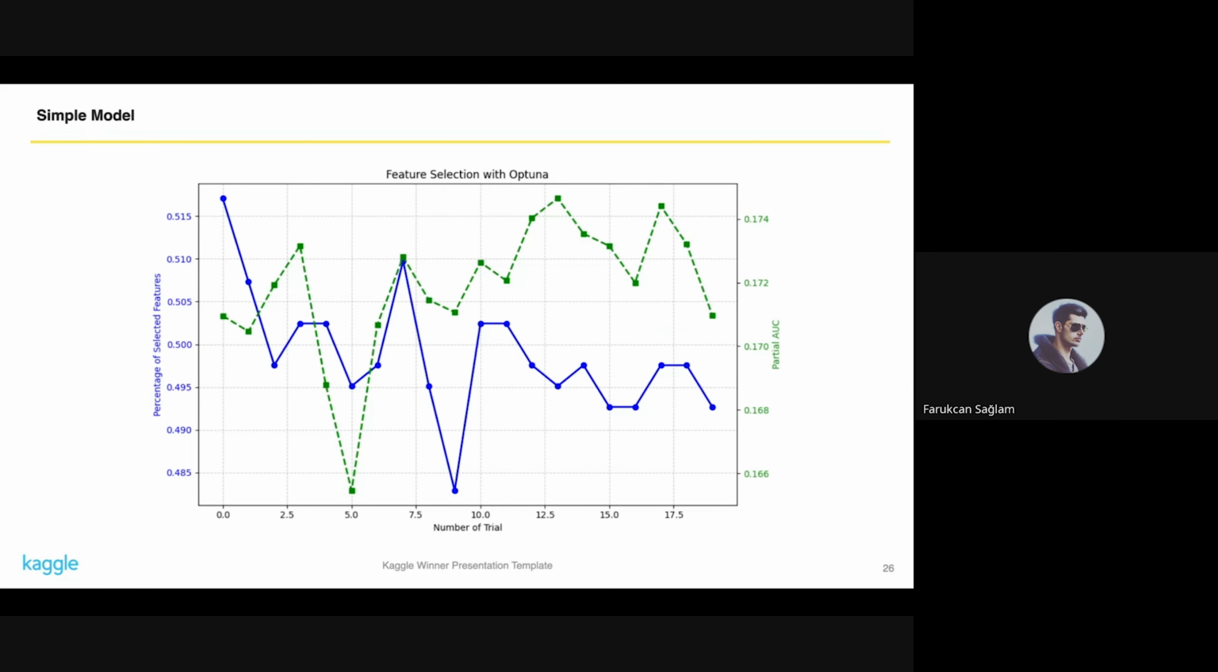I also tried feature selection to see if I can achieve the same score with a lower feature count. And I found that similar scores can be achieved using only half of the features. However, my most successful model was using all the features.